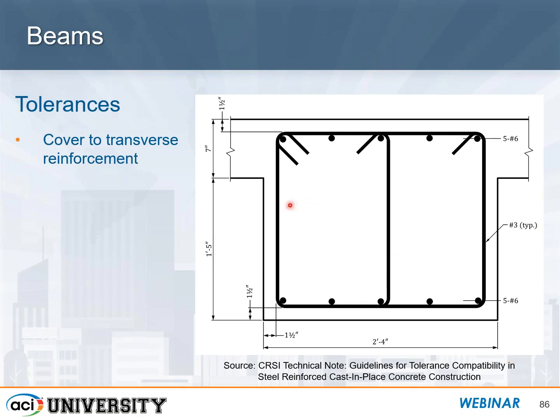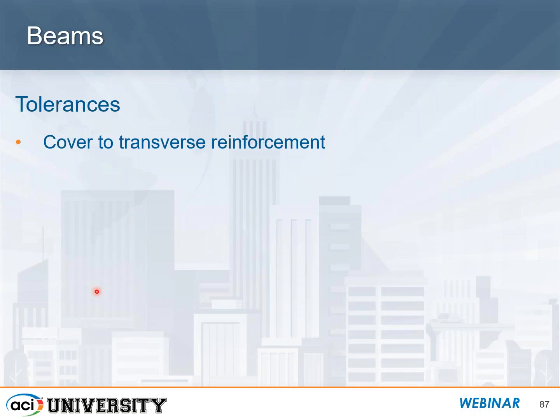So this is the beam we have, 24 inches deep, 28 inches wide, and we're going to look at an issue that you might have with the cover to the transverse reinforcement, considering the tolerances that could occur as specified in ACI 117. First, we look at the cover to the transverse reinforcement.